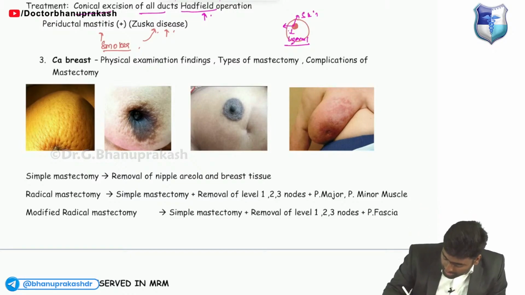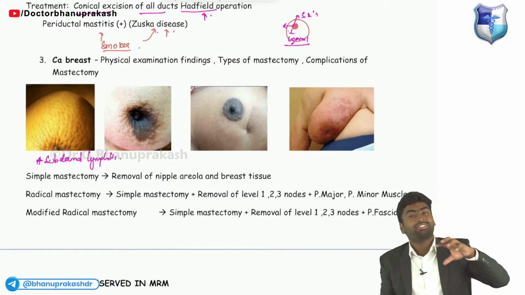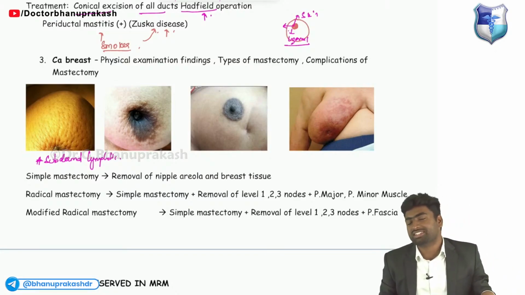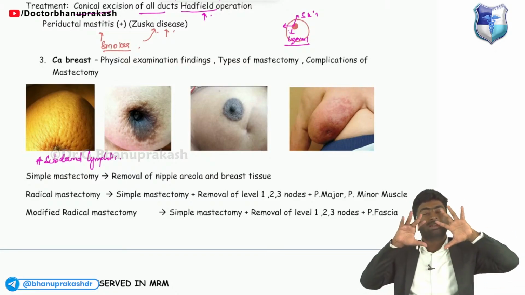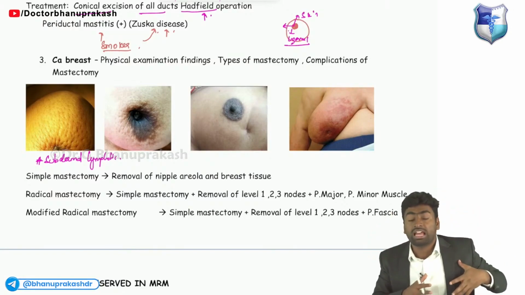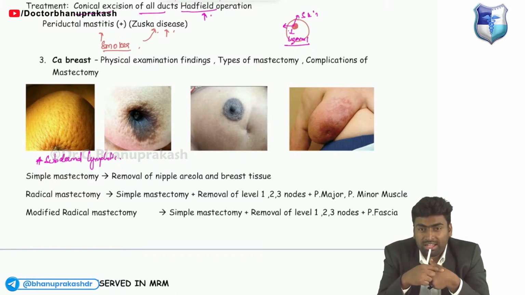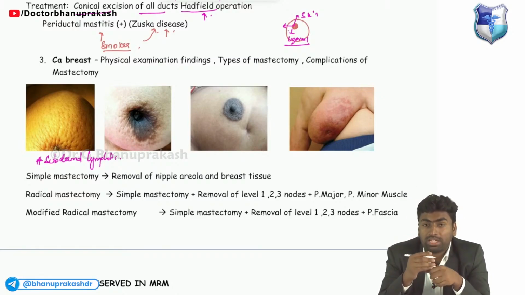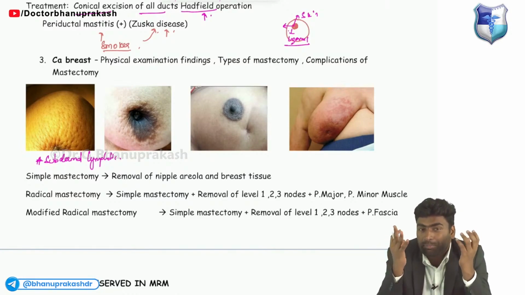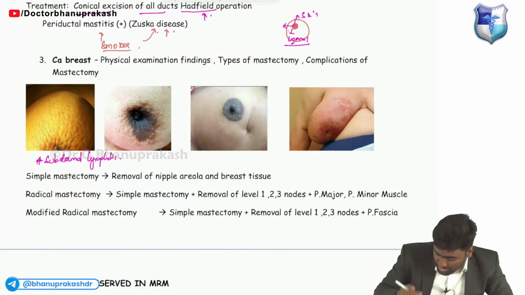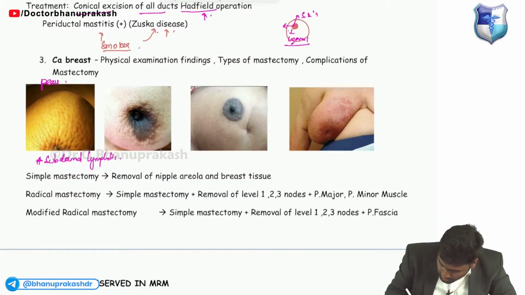Likewise, if it blocks the subdermal lymphatics, then the lymphatic fluid will start collecting in the breast, and the breast will be engorged. And if you see, there are small skin pores, right? So it will be like a small opening. When it's enlarged, it looks like the peel of an orange. It is known as peau d'orange appearance.